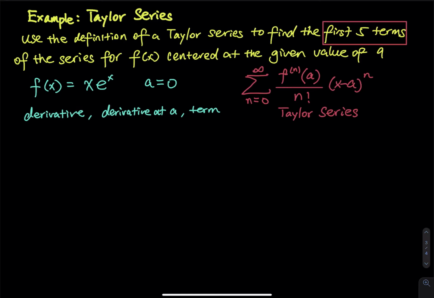These problems sometimes are really long. If the numbers don't work out nice, that makes the problem even longer. So you have to do these 3 things. The first one is the derivative. The second one is the derivative at the indicated value, which is a equals 0 in this problem. And then you have to write out the terms. So let's do the derivative.